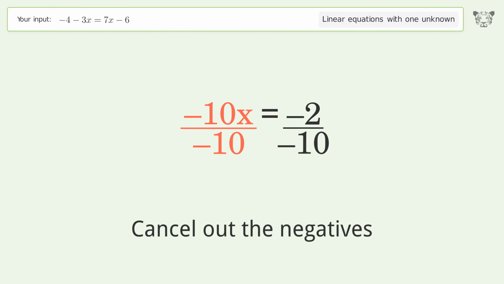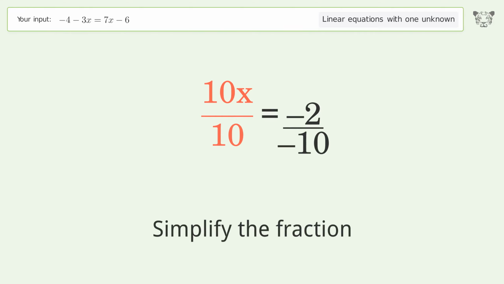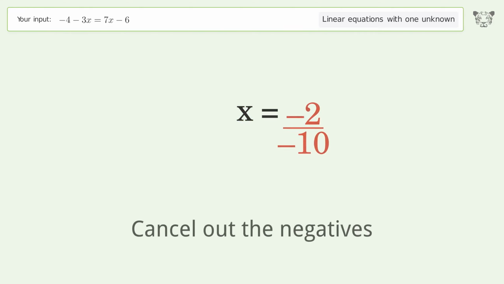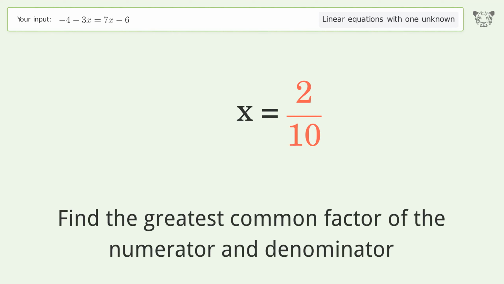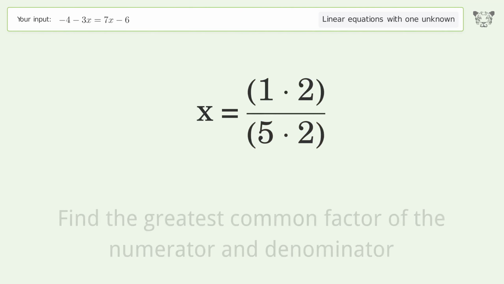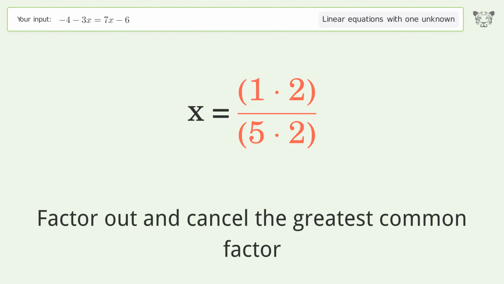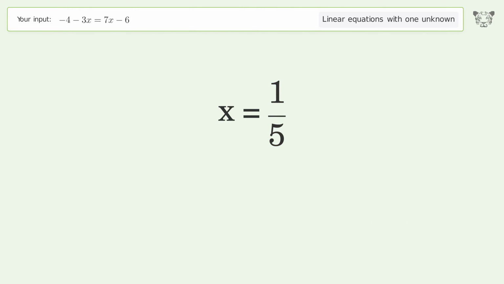Cancel out the negatives. Simplify the fraction. Cancel out the negatives. Find the greatest common factor of the numerator and denominator. Factor out and cancel the greatest common factor. And so the final result is x equals 1 over 5.